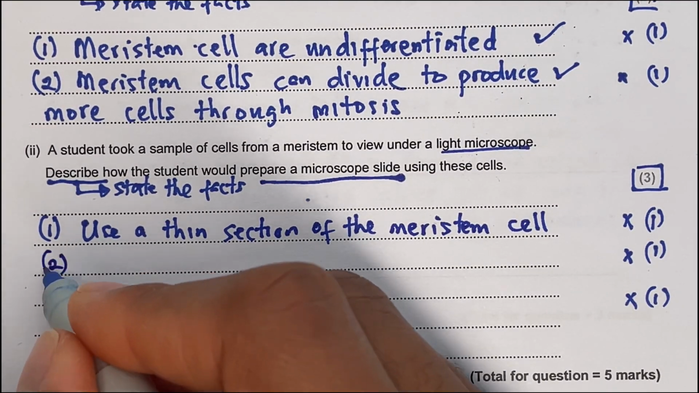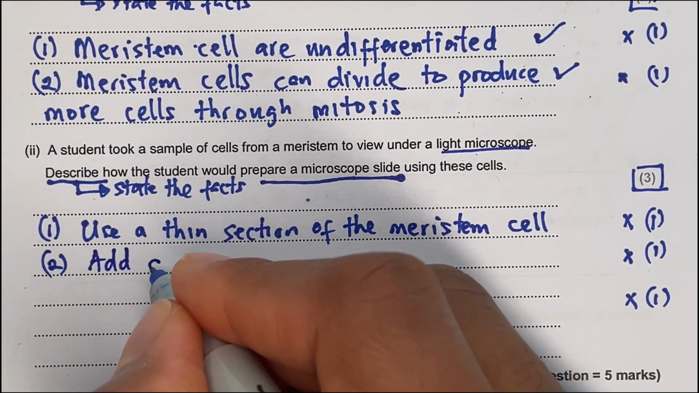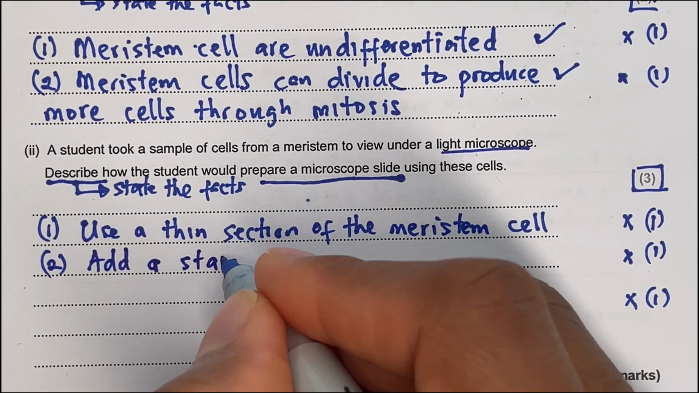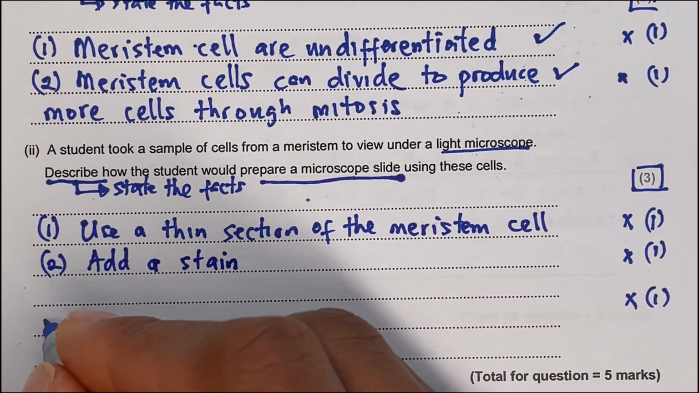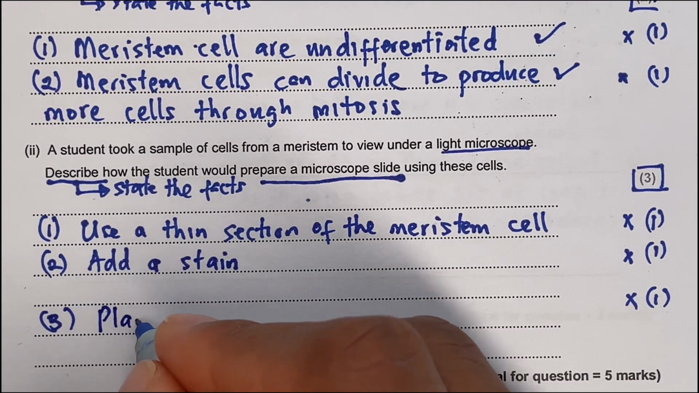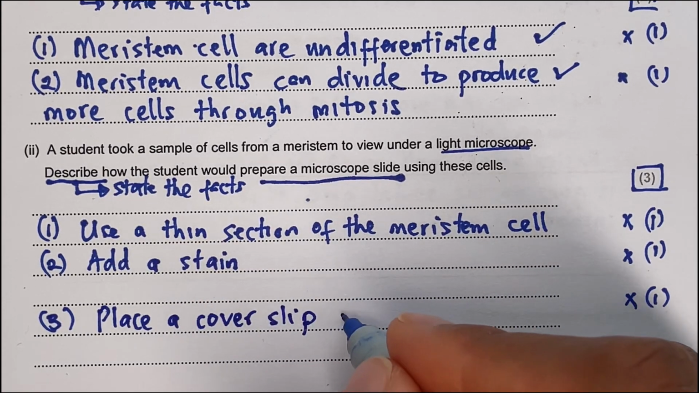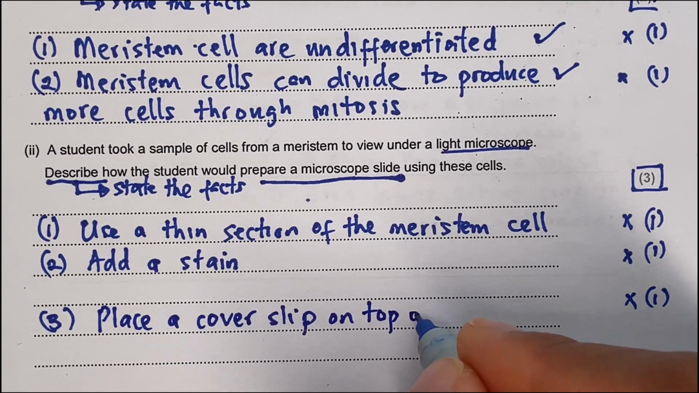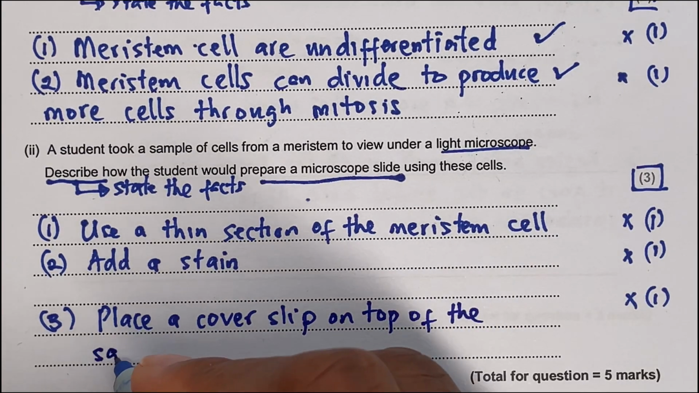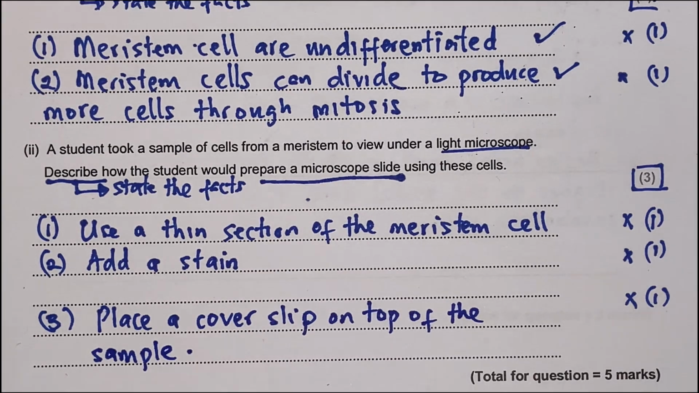Step 2. When I've put that on the microscope, I need to add a stain. And when I've added the stain, my next thing to do would be to place a cover slip on top of the sample. So I have stated the 3 ways for me to prepare a microscope slide.